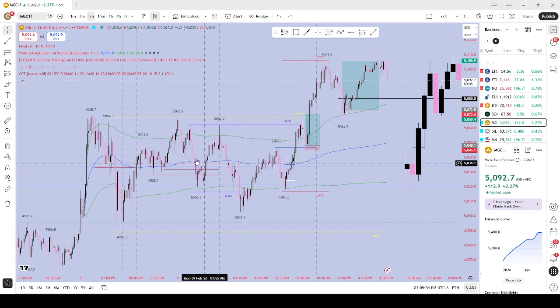Then the session highs, you can see that the main purpose for that. Hey, you can see it.